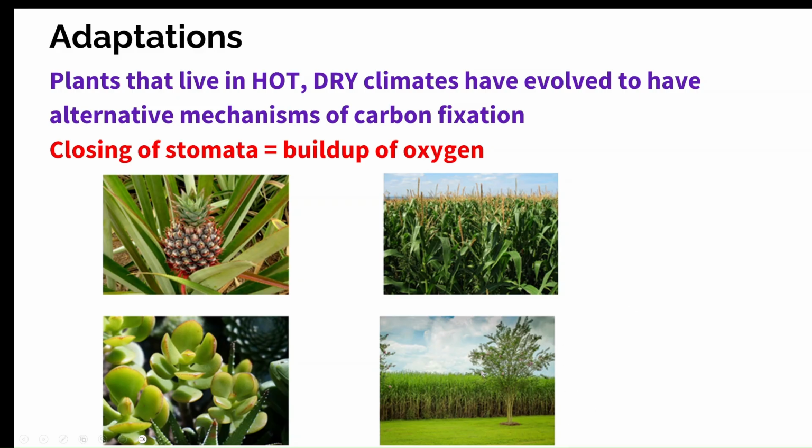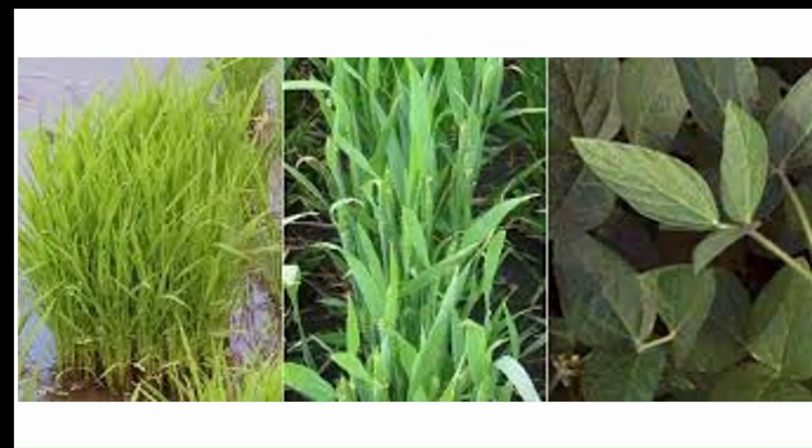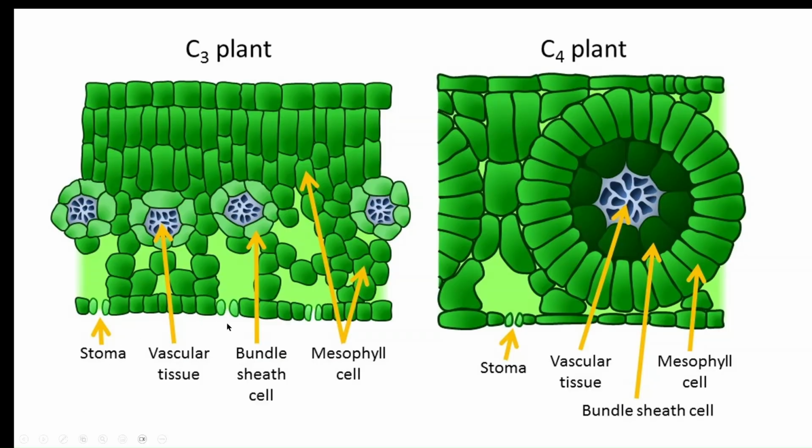But other plants that live in hot, dry climates regularly or can survive drought or very hot climates, they have these different mechanisms. So the first one is a C4 plant. A C4 plant has spatial separation of steps during the light independent reactions. The stomata will partially close to conserve water, right? Because remember, the stomata down here, if it's open, we can let gases diffuse, right? CO2 can go in, oxygen can go out, but what else can go out is water vapor. And so we want to make sure that we keep that water vapor inside.